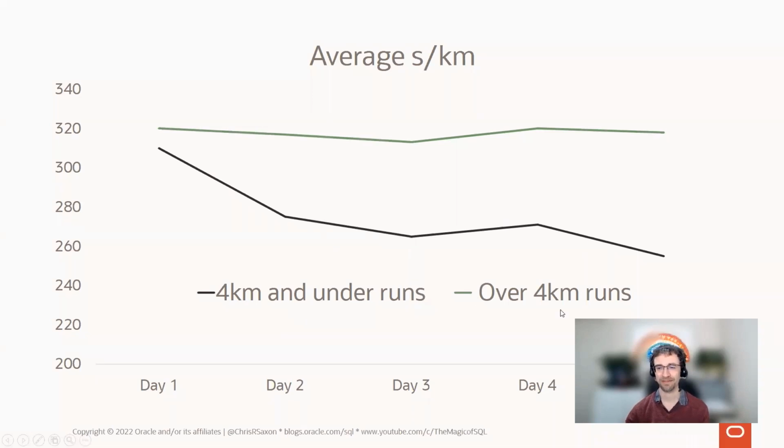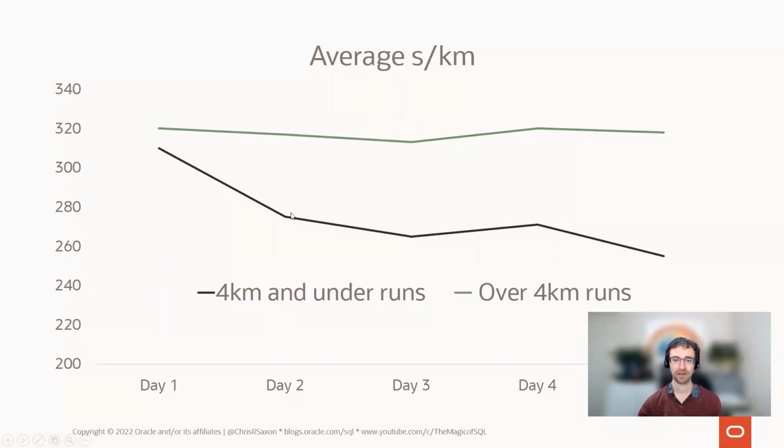So maybe I want to do a graph that looks a bit like this. We've got my longer runs, which I'm saying is anything over 4 kilometers, and my shorter runs, which is 4 kilometers and under. So we want to split them. We want to categorize them.